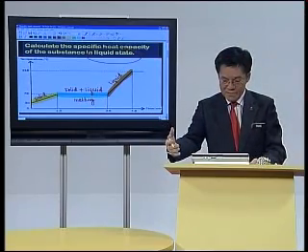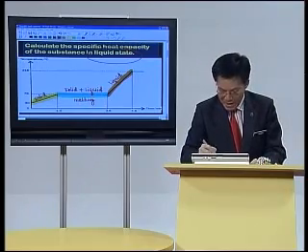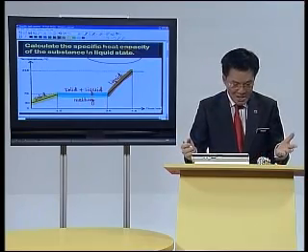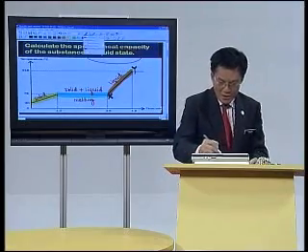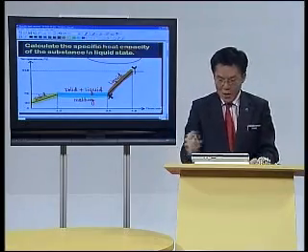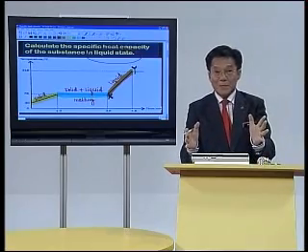Now let's take a look. Let me mark this as, I can call it XY. From X to Y, we are interested to calculate the value. X, Y. Very clear? So I want to calculate what is the specific heat capacity.